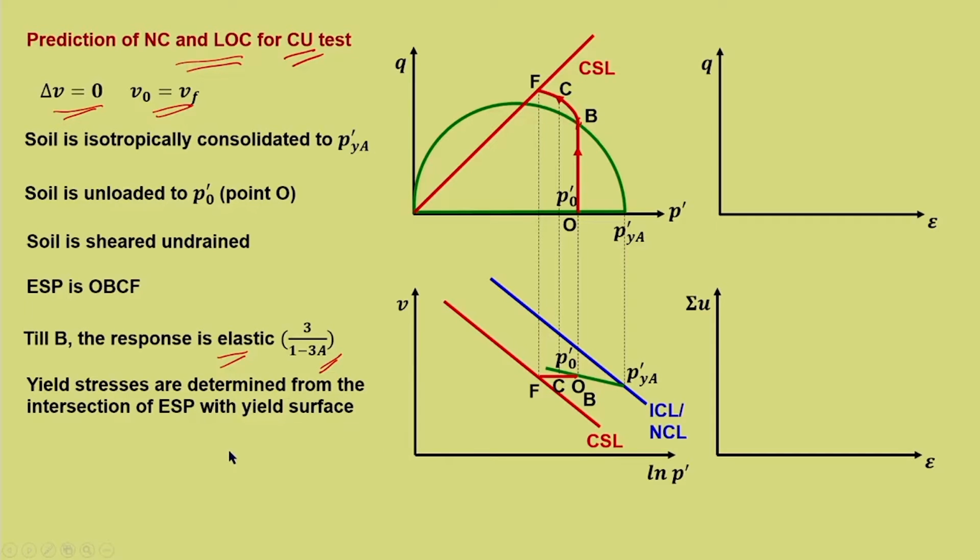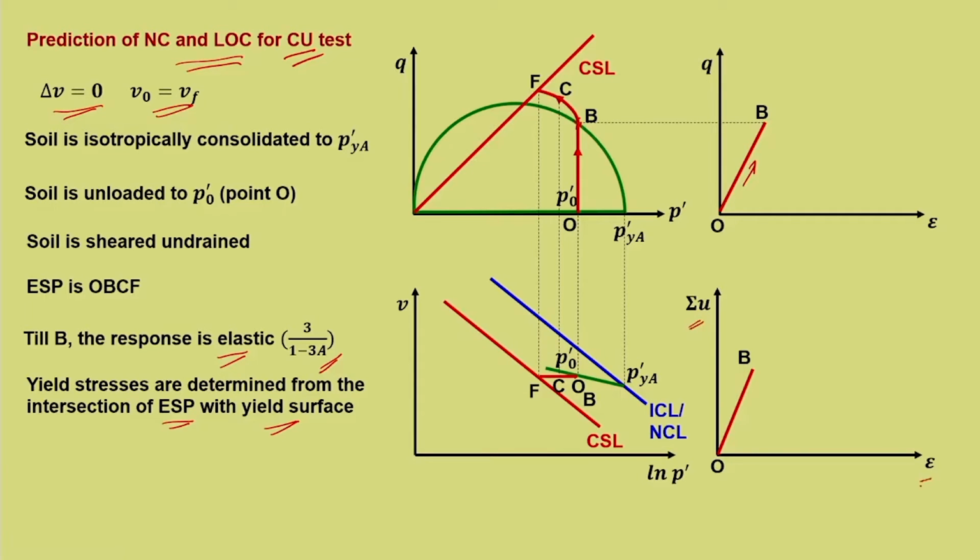Yield stresses are determined from the intersection of ESP with the yield surface. Now, you can see that this ESP meets the yield surface at this point. So, one can always substitute the values in the elliptical equation and obtain the value of Qy and P dash y. Similarly, for F also we will get the value of P dash F and Qf, and mostly you can get the results from the geometry of the figure itself.